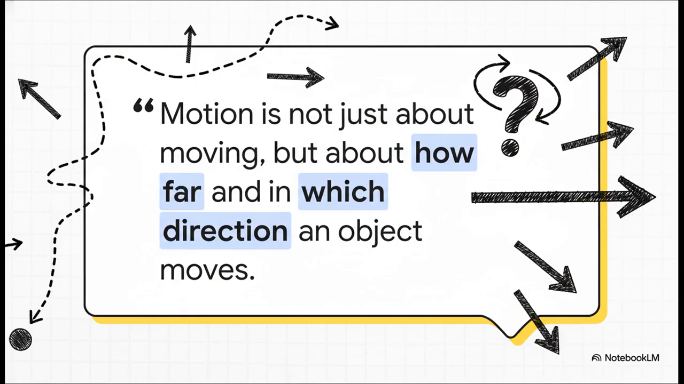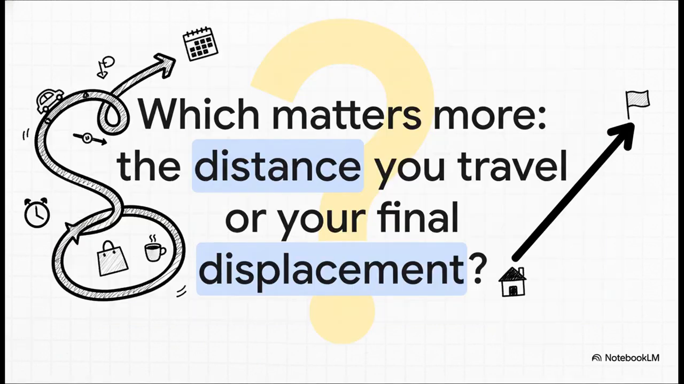It really all boils down to this one simple idea. Motion is not just about moving, but about how far and in which direction an object moves. See, distance tells you the how far part, but displacement tells you how far and in which direction your overall position has changed. You really need both of them to get the full picture. So I'll leave you with one last thing to chew on. Think about your own day as you're planning your commute or running errands. Which one really matters more to you? The total distance you have to travel, or your final displacement at the end of the day? It's something to think about.